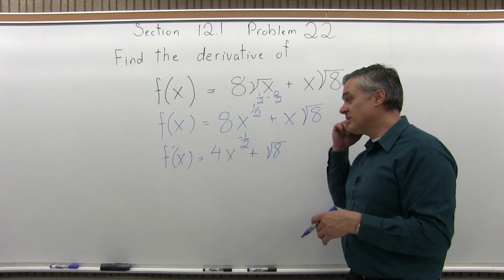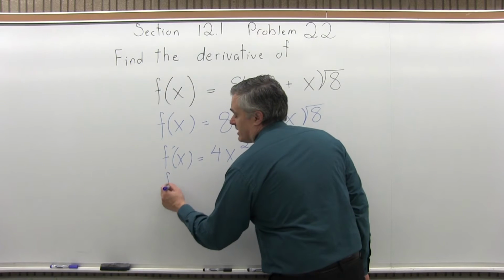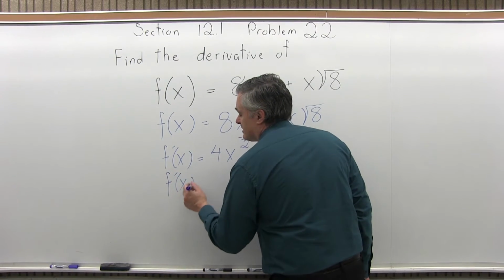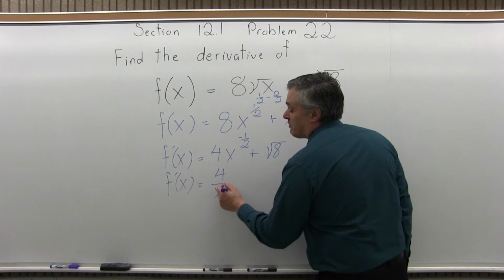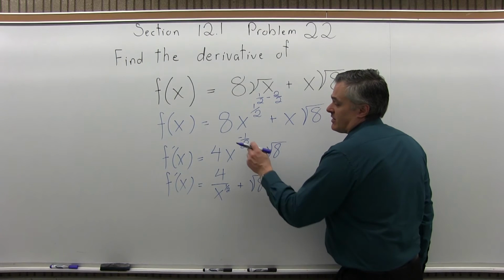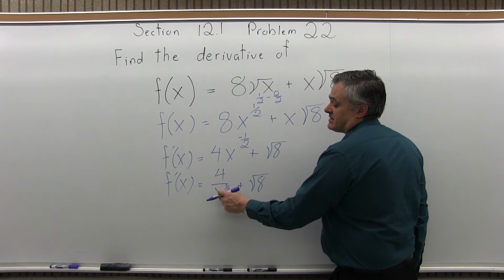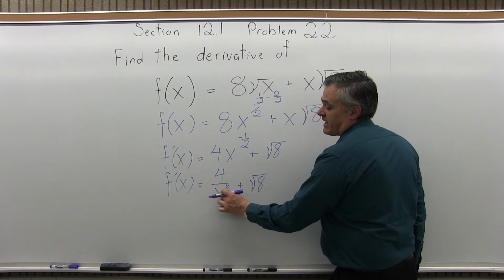And we can clean it up a little bit if you like, but this is really far enough. This is good this way. But if you'd like, you can do f prime of x equals 4 over x to the positive 1/2 plus square root of 8. Right? Because a negative exponent means that the variable is really coming from the denominator. That's why I put the x to the 1/2 underneath.